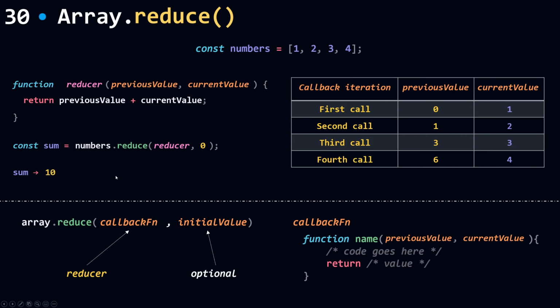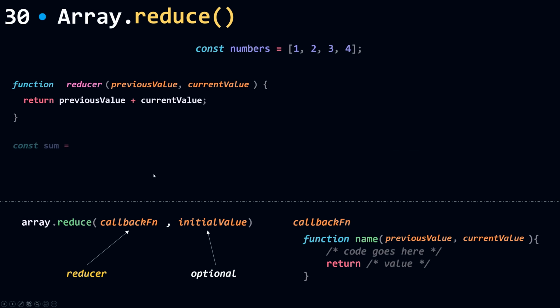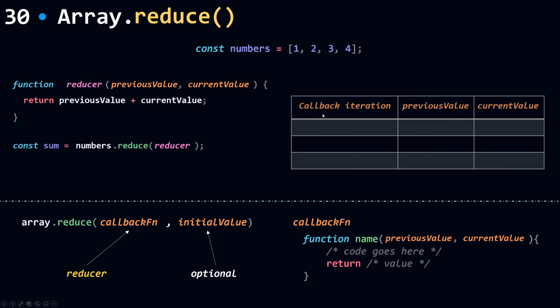Now let's see an example where I don't use an initial value. So numbers.reduce, I'm just going to pass the reducer without the initial value. So for the callback iterations here, on the first call, because we don't have any initial value, the previous value will be 1, the first element in our array, and the current value will be 2, the second element in our array.